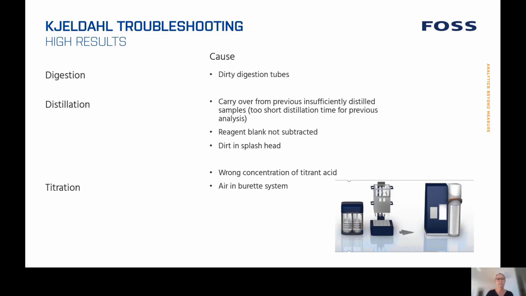If we have high results, check the digestion tubes so they are clean. In the distillation step, could be carryover from previous insufficiently distilled sample. Maybe you have had too short distillation time for the previous analysis, and that can give you carryover in the next sample. Could be that the reagent blank is not subtracted, and could be that the splash head is not clean. And in the titration step, could be the wrong concentration of the titrant used, or that you have air in the burette system.